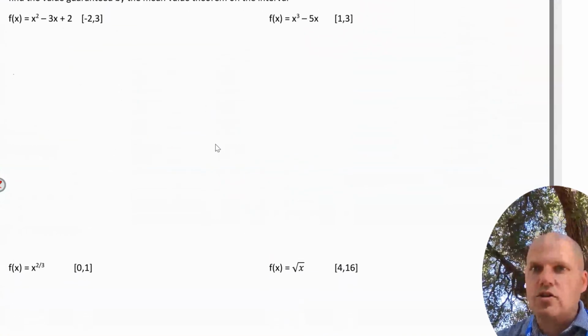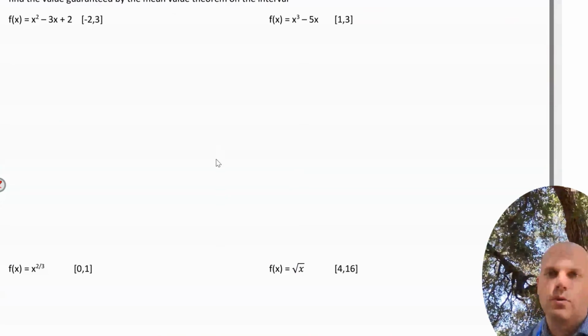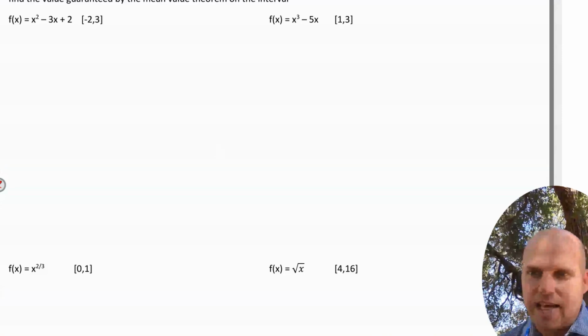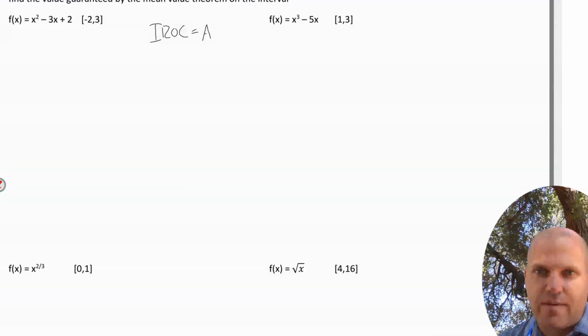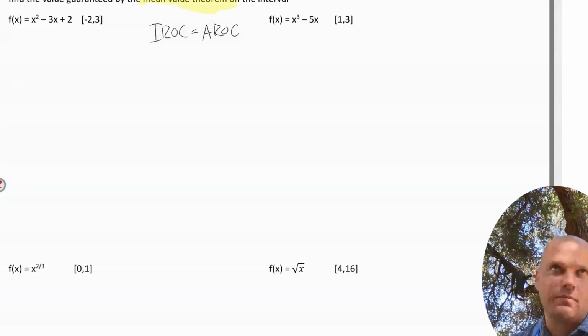To show that you understand this, I'm going to ask you the question that I asked on the test: where is the instantaneous rate of change equal to the average rate of change over the interval? But I'm not going to say it. I'm just going to say, hey, you know the mean value theorem? Prove that it works for this function.